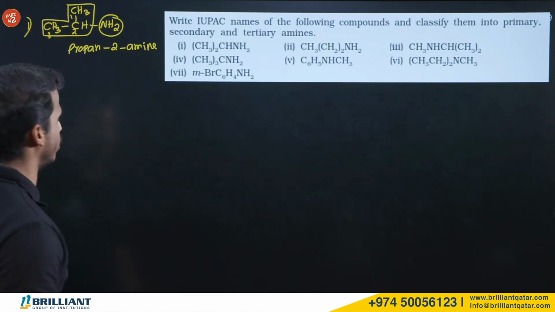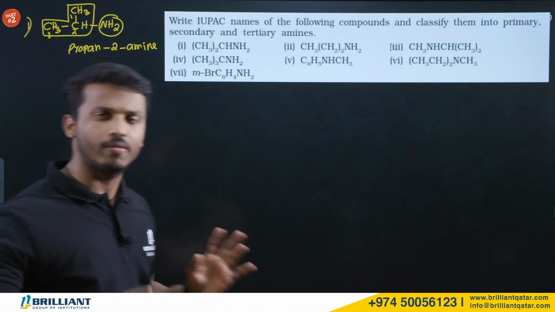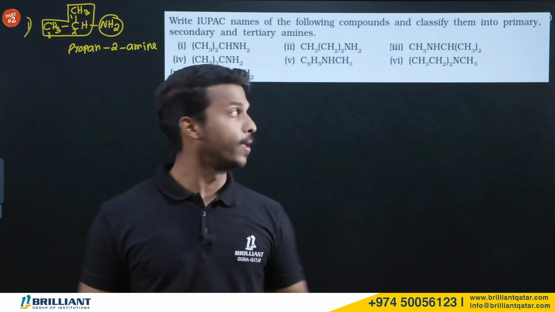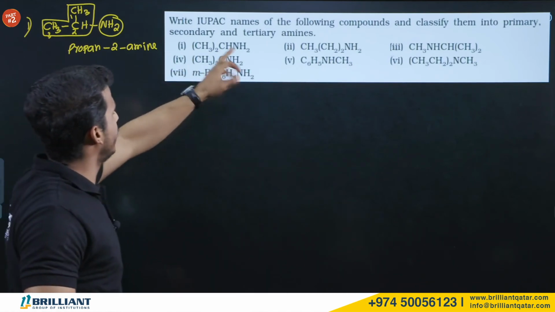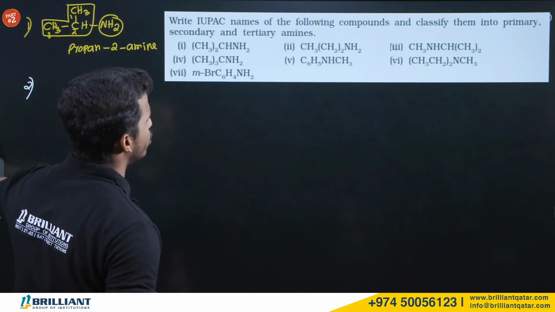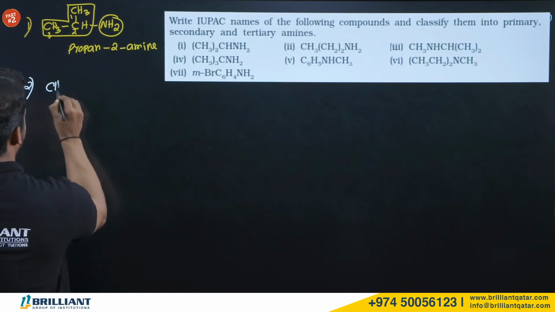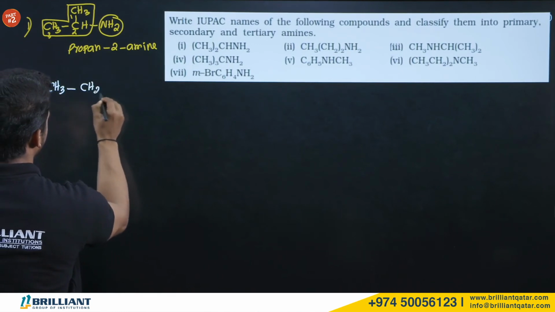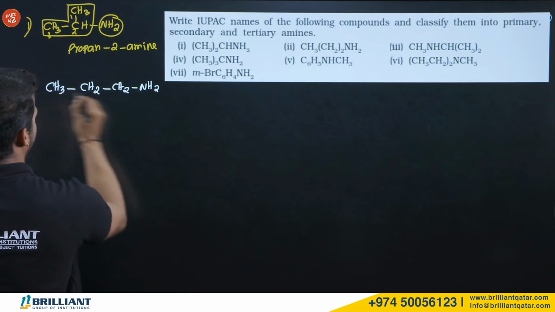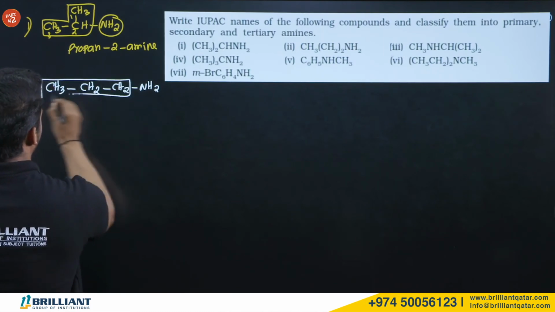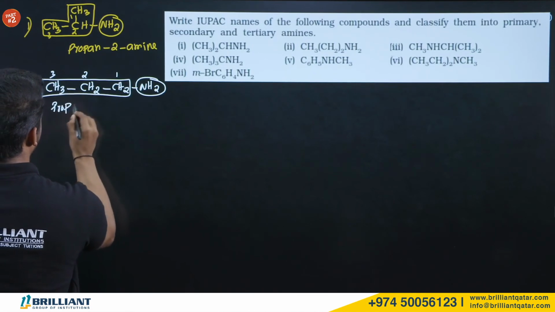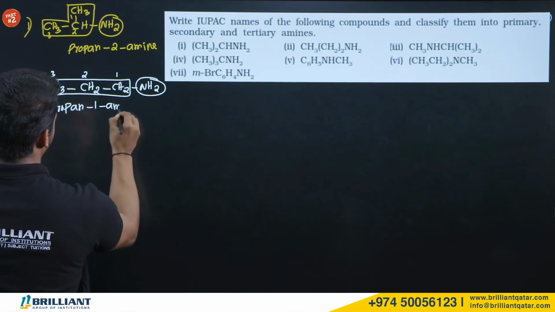CH3 twice CHNH2. Whenever you get a compound, mostly they will give you the compound with the shortest combined formula. Please try to expand it. So CH3 twice CHNH2. Question number 2. CH3, CH2 twice NH2. So CH3, CH2 twice means CH2, CH2. And we have NH2. What is this compound? Total there are 3 carbon in the parent chain. And first position amine. So 1, 2, 3. So we can say propan-1-amine.